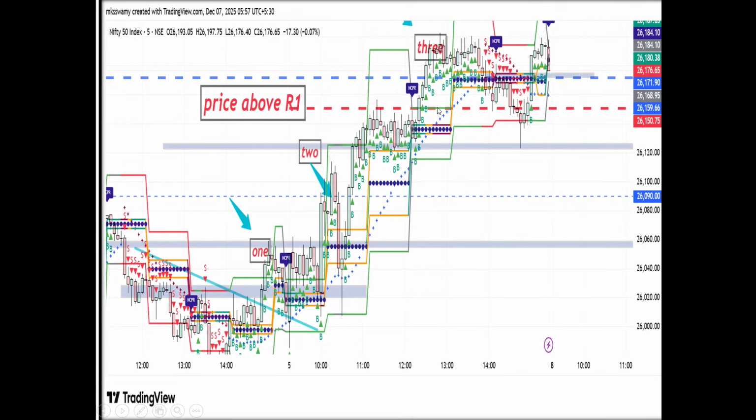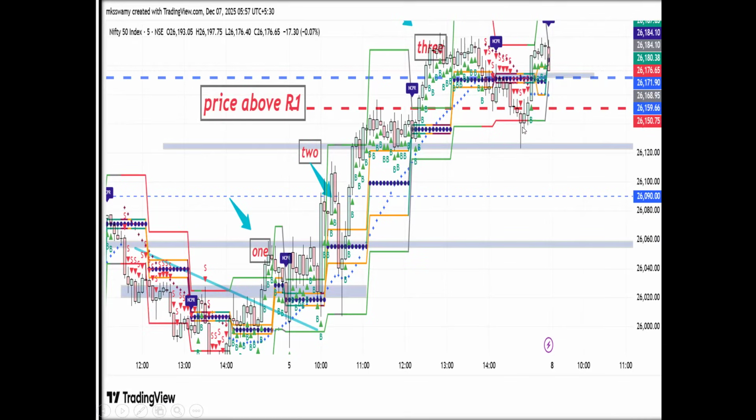You can see over here clearly. In this area, price has moved above the R1. This is the third time. And the price has come down and touched the S1. Can you see over here? Before the start of the trend, when it moved above the R1, it touched the S1. Now it has come below the S1.